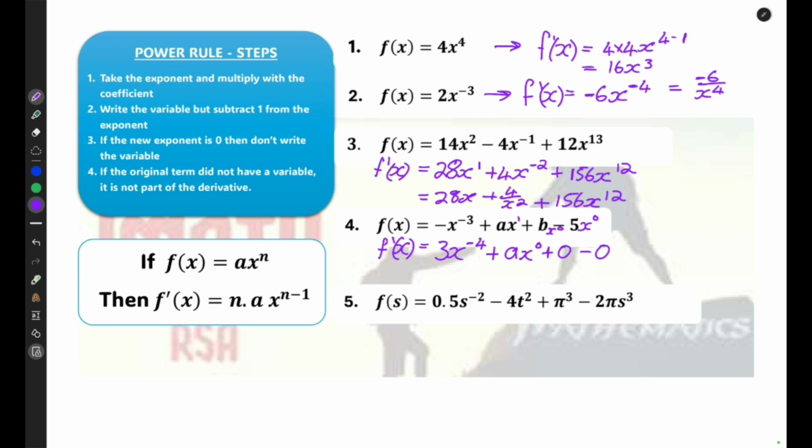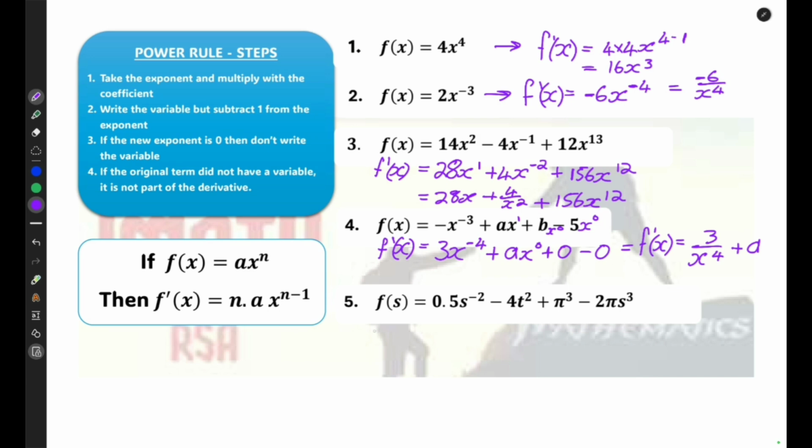Okay, so my final answer for this question, let me just write it on the side, would then be 3 over x to the power 4 plus a. I hope that makes sense. Don't want to confuse you guys by going too fast, but it's just these simple rules. I subtract 1 from the x, and therefore if there was no x, I multiplied by 0, so that cancelled the term completely.